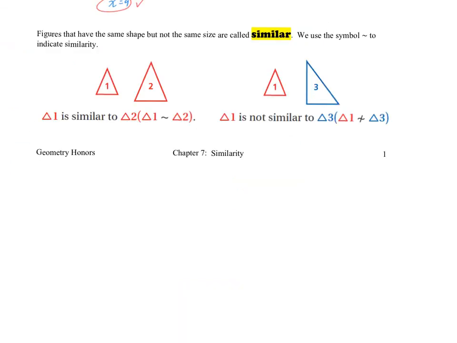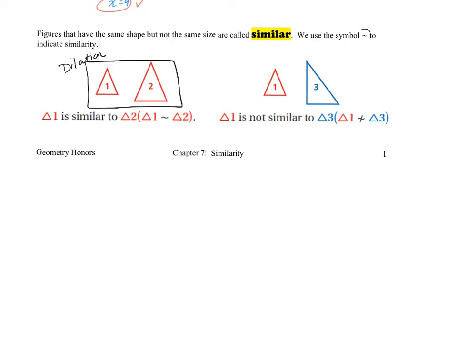Okay, figures that have the same shape but are not the same size are called similar. And this probably looks familiar to you. Can you think of a transformation that ended up looking like this? That would be a dilation. So dilation creates a similar figure. They're the same shape, but they're not the same size.